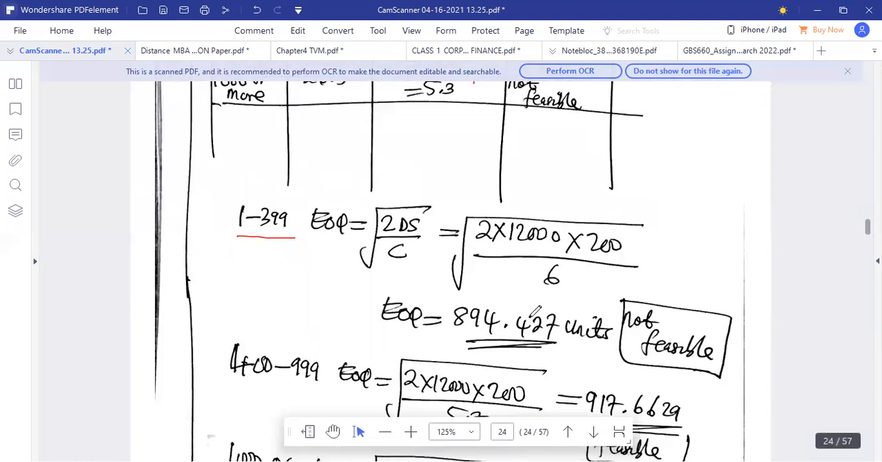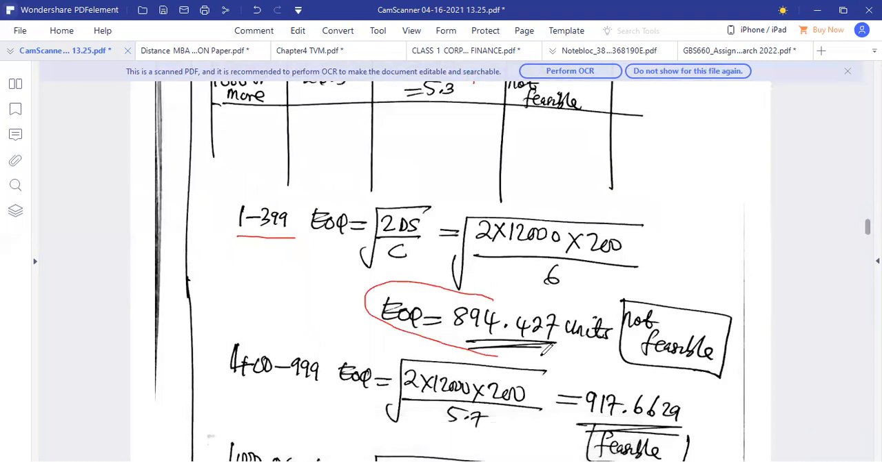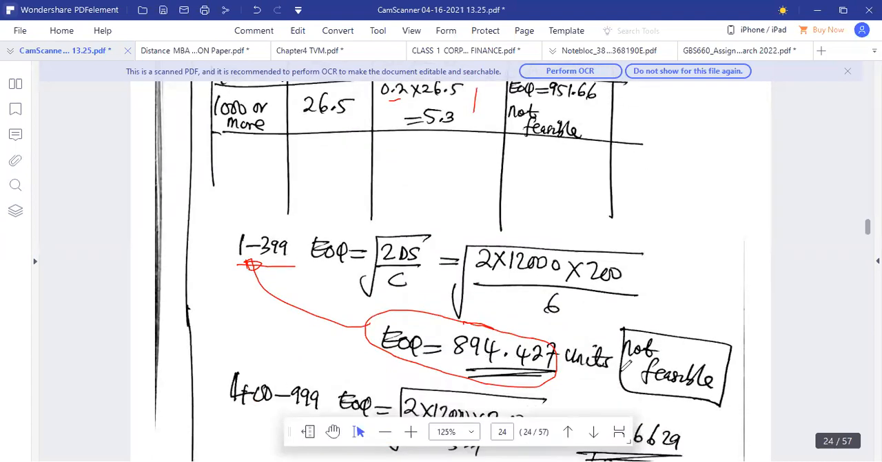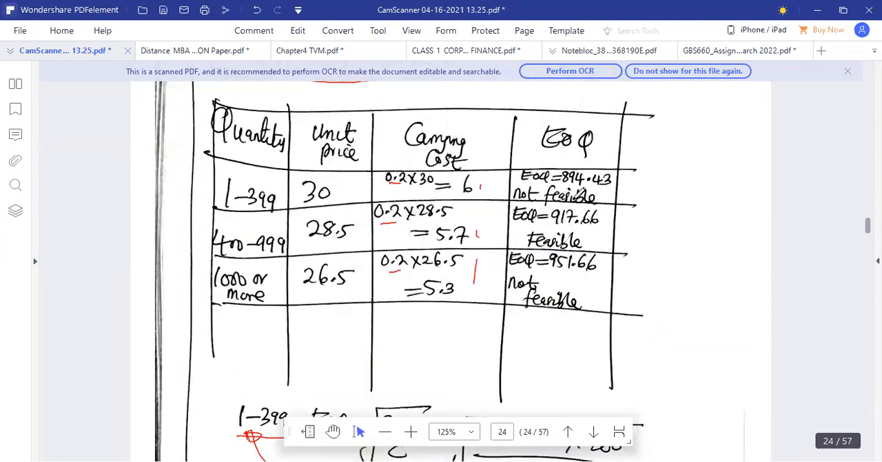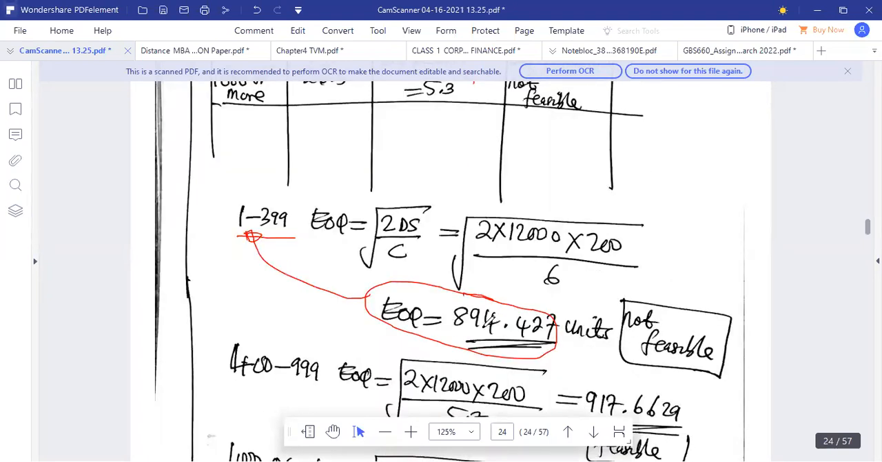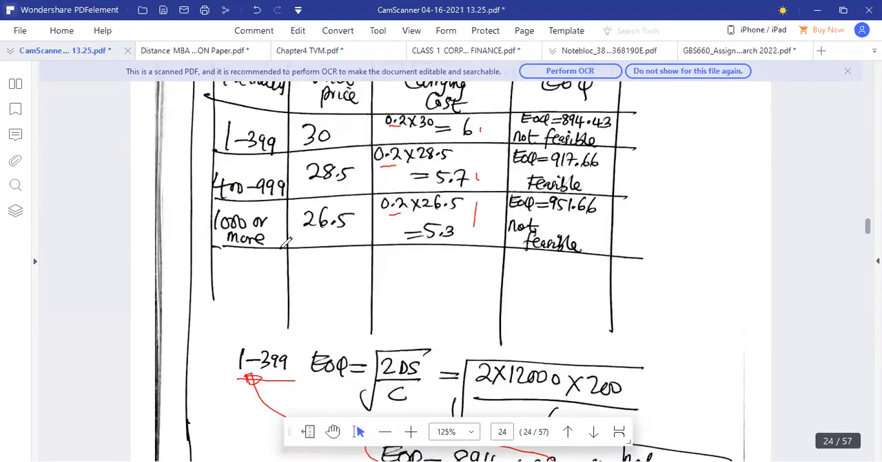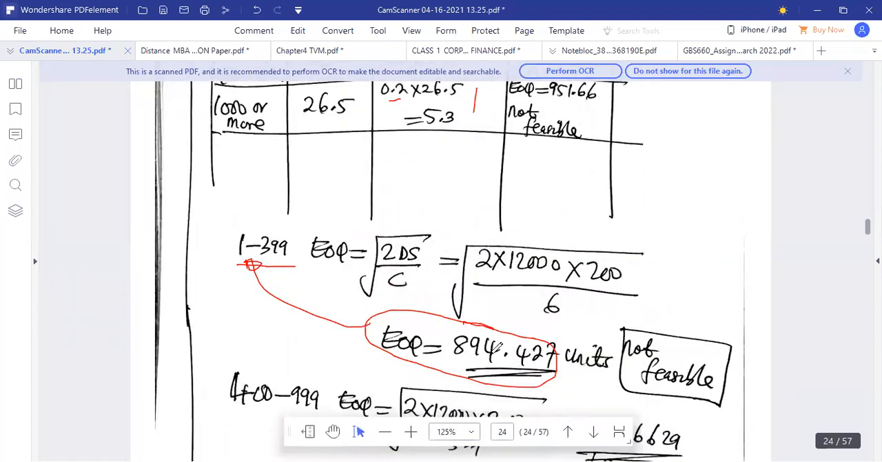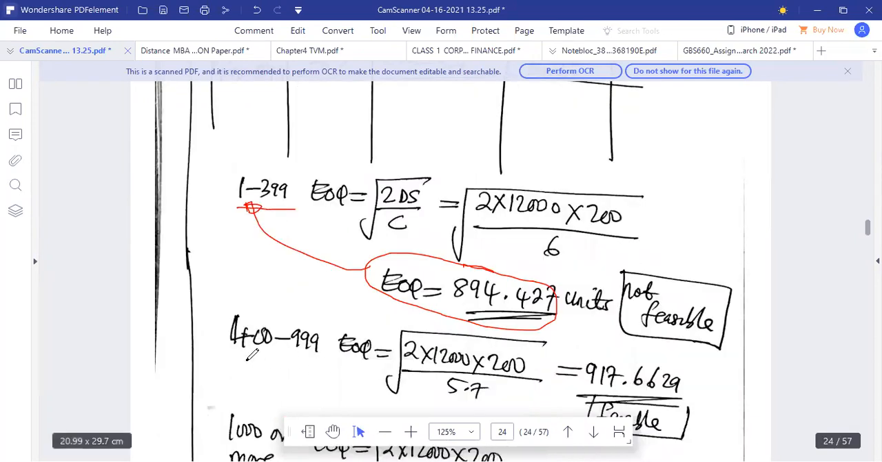Now, this one is not feasible. Why is it not feasible? Because the amount that we are ordering does not fall within this range. We can only order 1 to 399 for the first range. So this EOQ we have found is not feasible, because it does not fall within the range of the ordering policy. What we have found here is actually beyond the range, so that one goes.